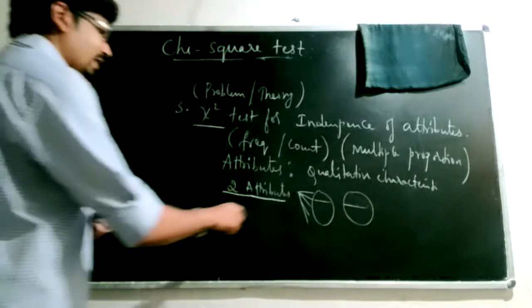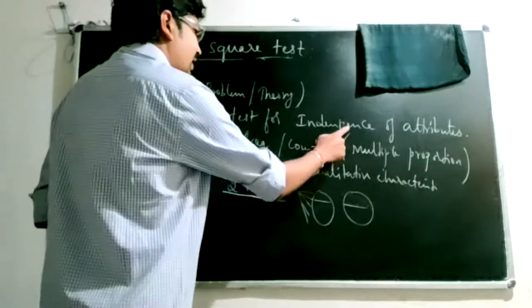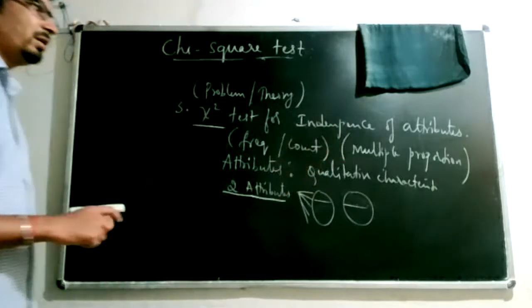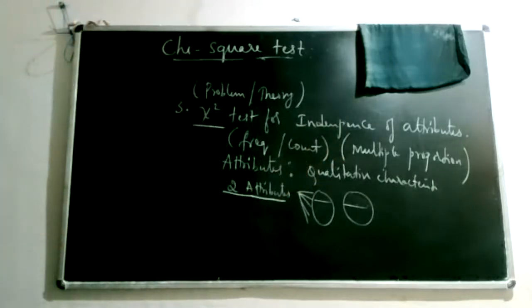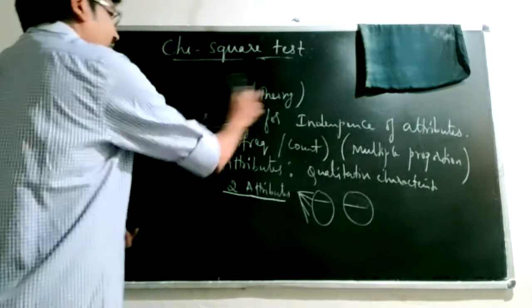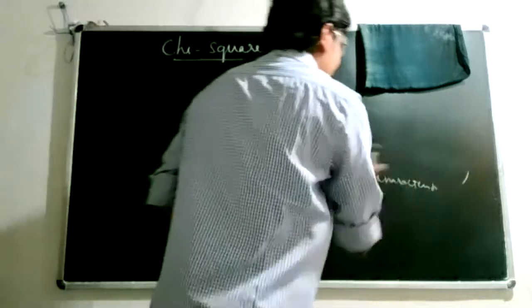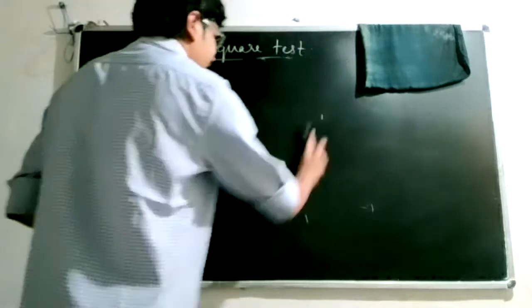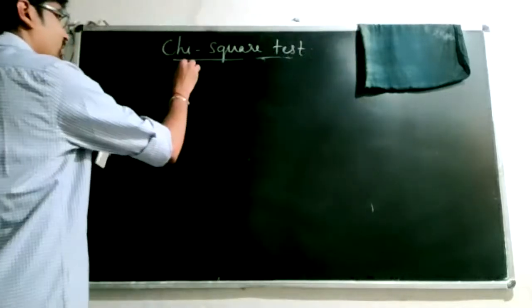If we say they are related, we say that the attributes are dependent. And if they are not related, we say the attributes are independent. So by default, we assume the hypothesis that the attributes are not dependent, they are independent. So the test procedure is this.